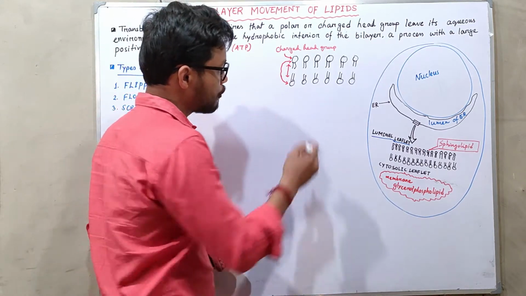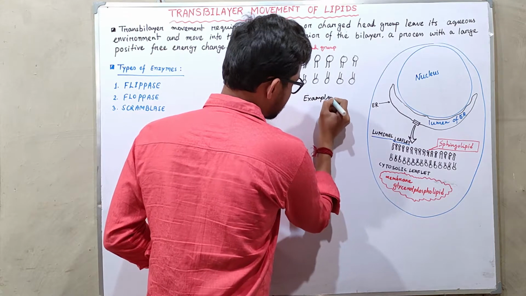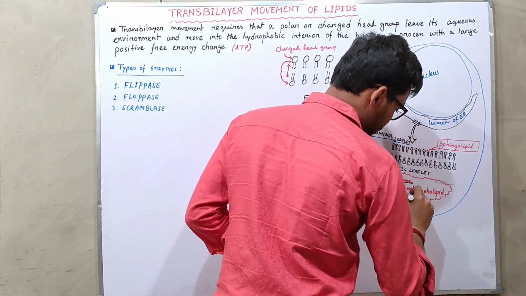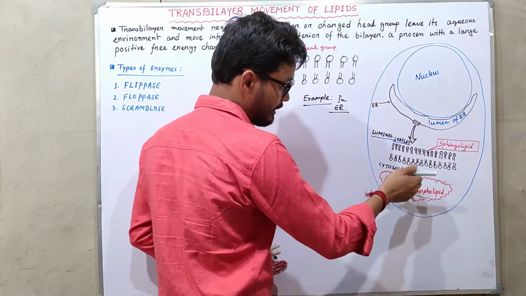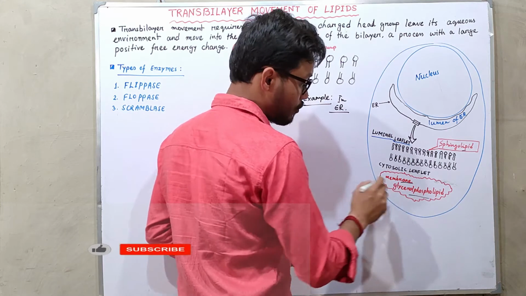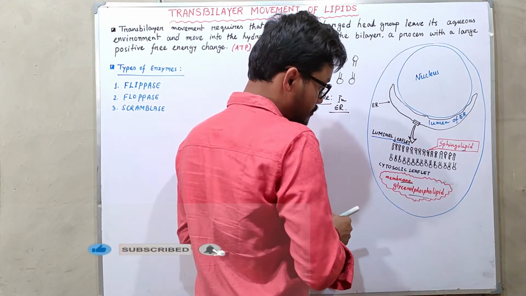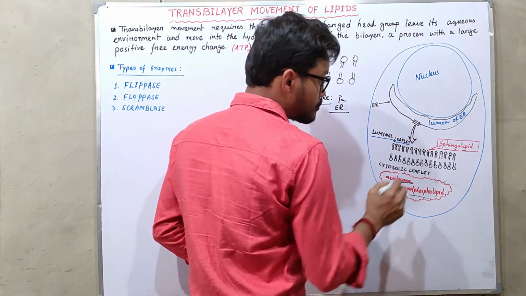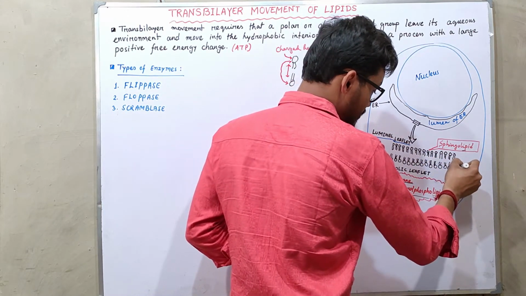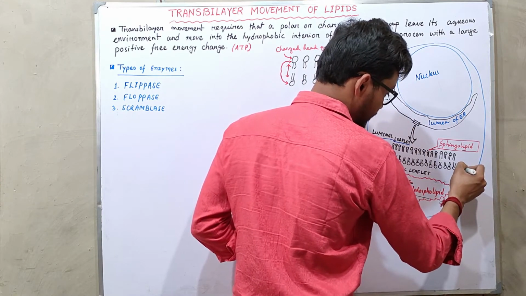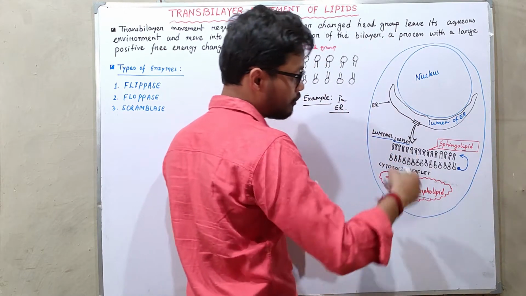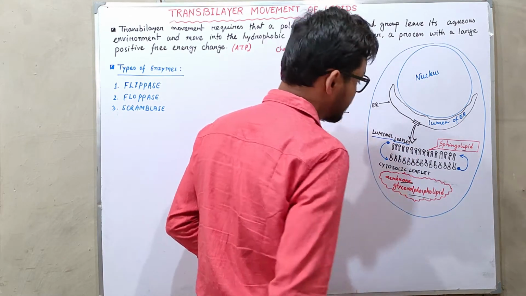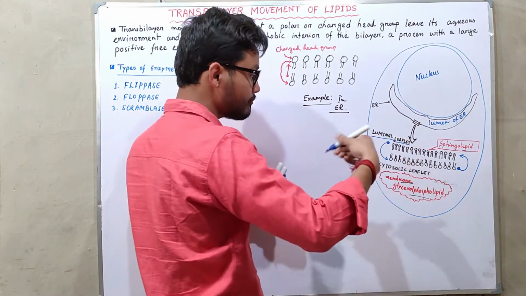One of the most common examples is in the endoplasmic reticulum. In the endoplasmic reticulum, membrane glycerol phospholipids and sphingolipids are synthesized in the cytosolic leaflet and luminal leaflet. So membrane glycerol phospholipids are synthesized in the cytosolic leaflet of the ER, and sphingolipids are synthesized in the luminal leaflet of the endoplasmic reticulum. So basically the glycerol phospholipids synthesized in the cytosolic leaflet need to go into the inner or luminal leaflet, and the sphingolipids synthesized in the luminal leaflet come to the outer cytosolic leaflet. So this movement is catalyzed by enzymes.